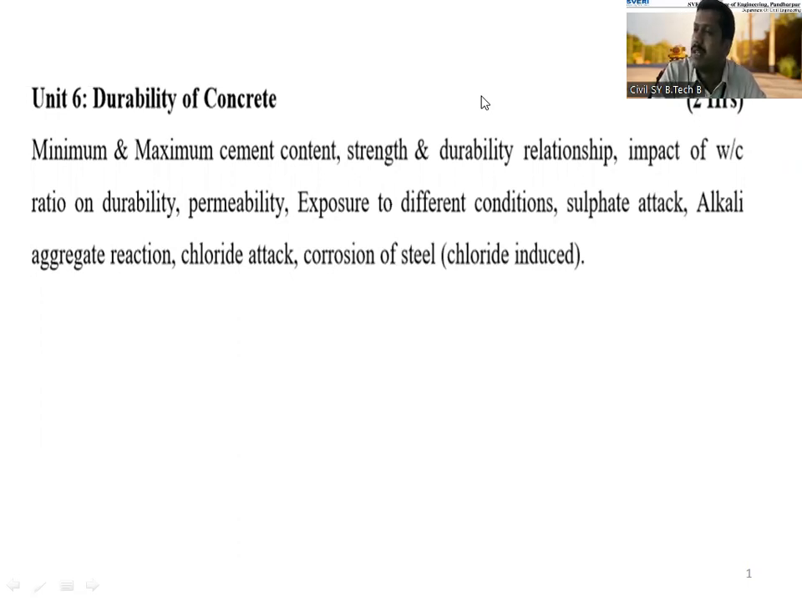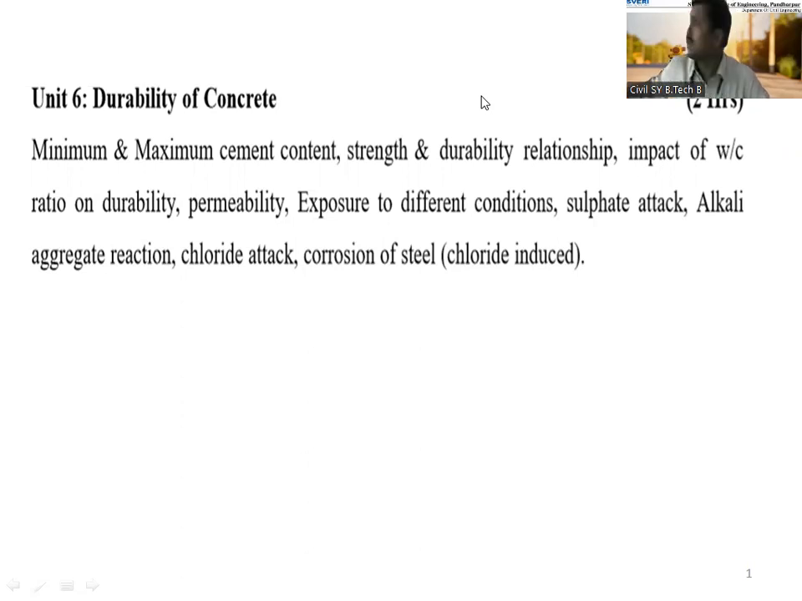Minimum and maximum cement content. In our IS 456-2000 table number 5, it will give you the idea about the minimum and maximum cement content for different grades of the concrete.